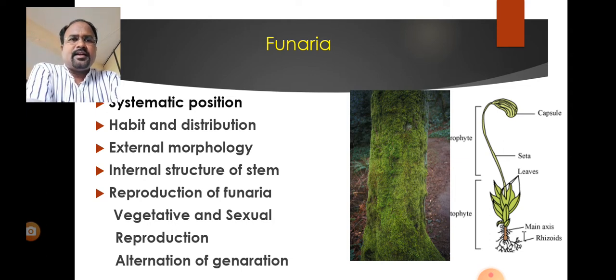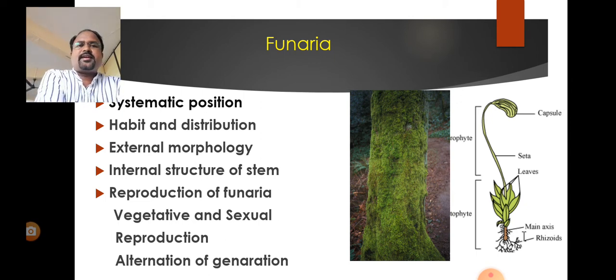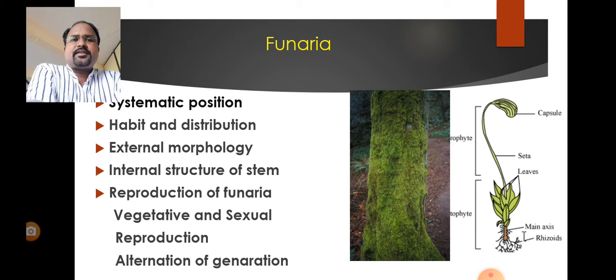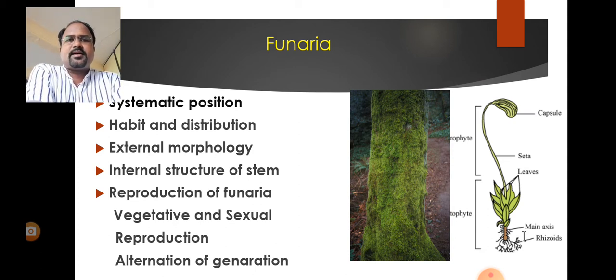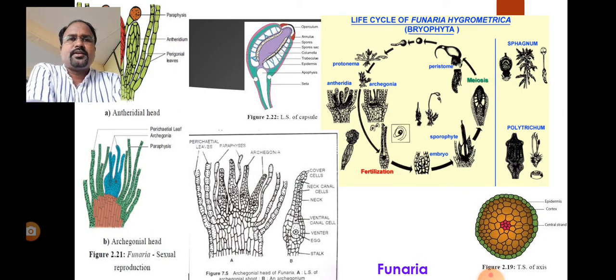Then internal structure of the stem, we have to take the section of this main axis. Then reproduction of Funaria, which is represented by two methods, vegetative and sexual reproduction. Then we are going to study alternation of generation.